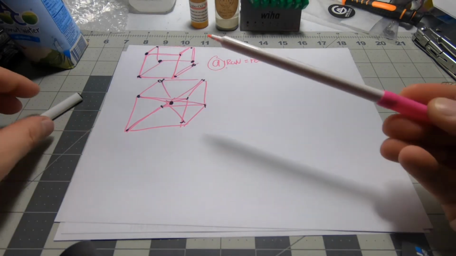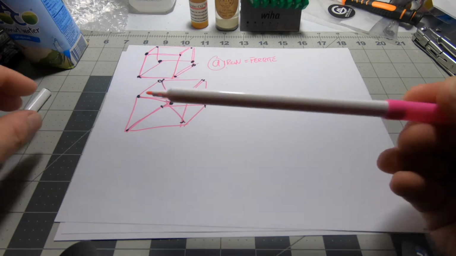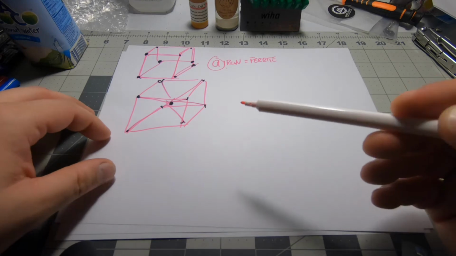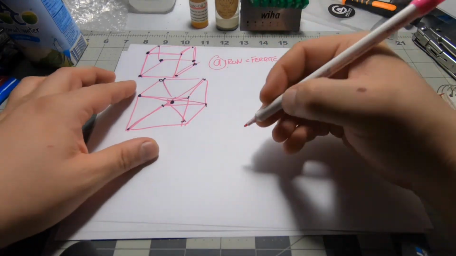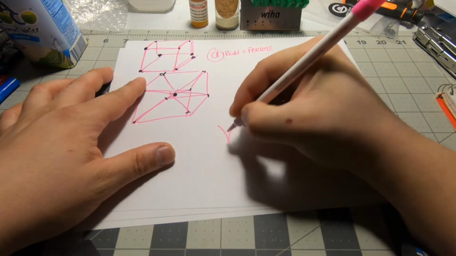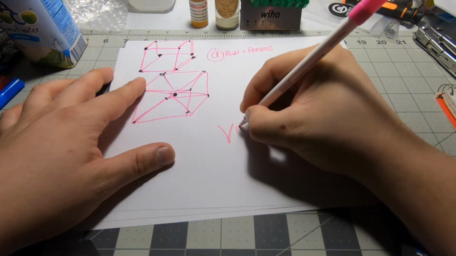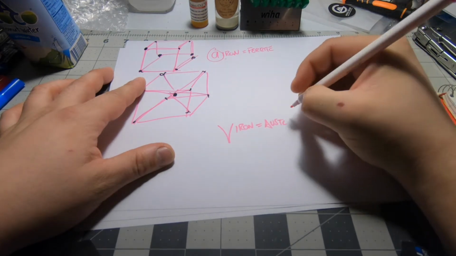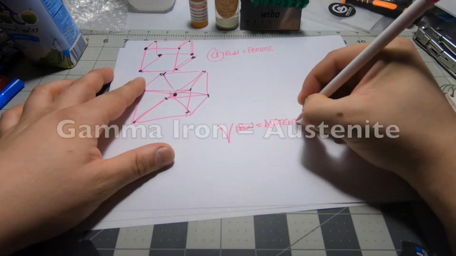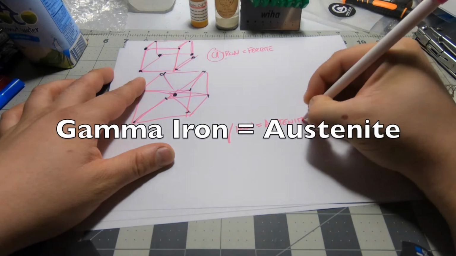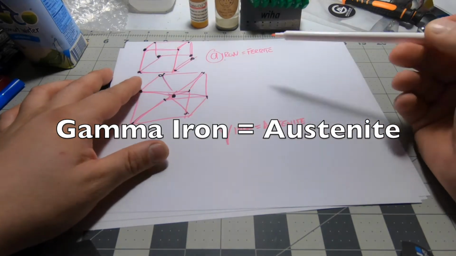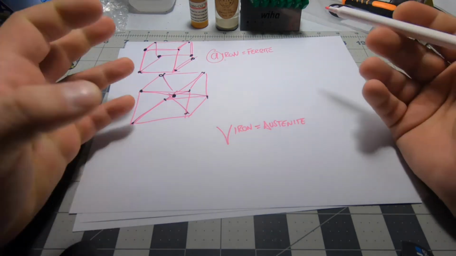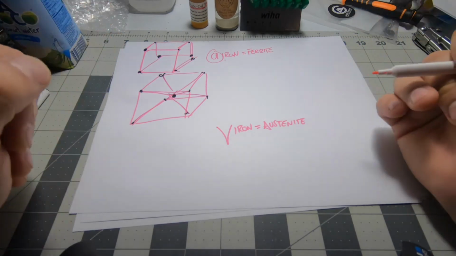Now when we heat iron up past or above 1670 degrees, iron is now in the gamma stage, which is this stupid thing. And that equals austenite. And we've heard these terms before. Ferrite, austenite. They are different phases, if you will, of steel.